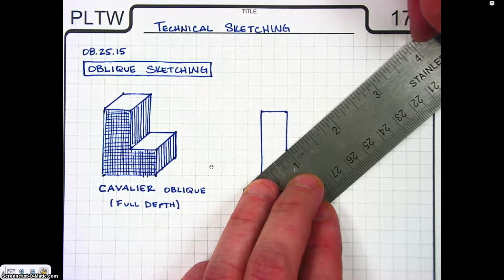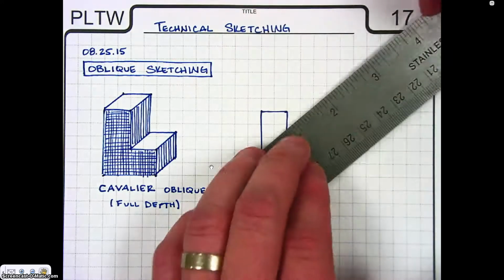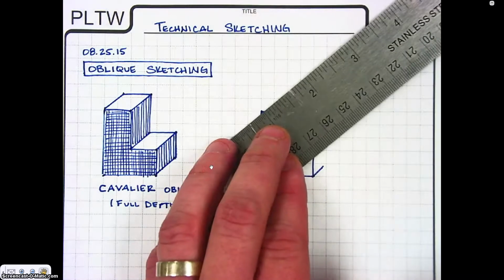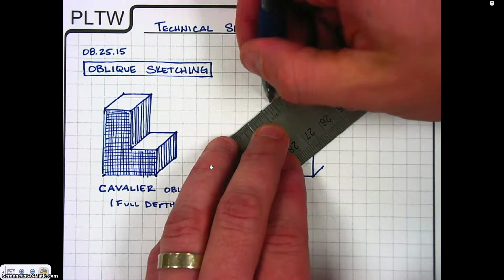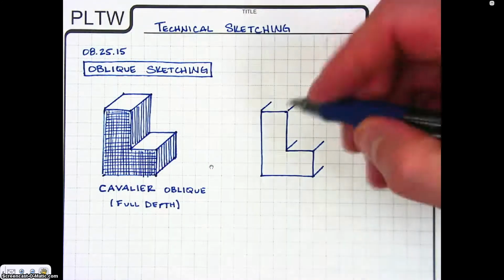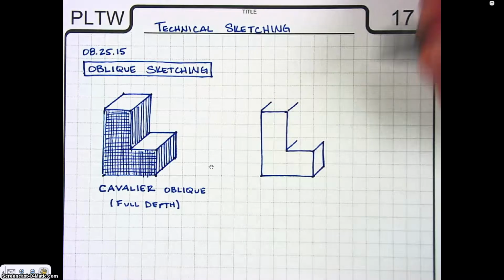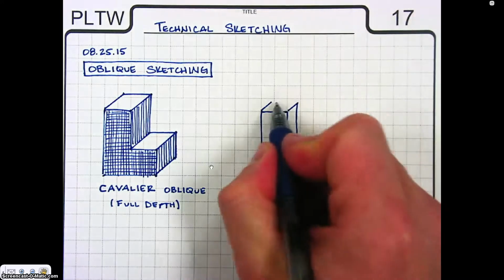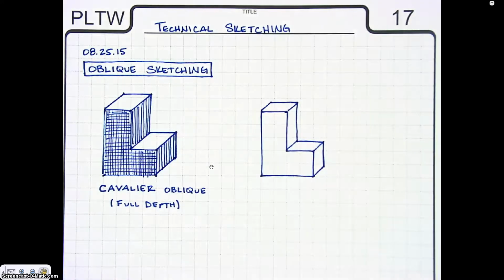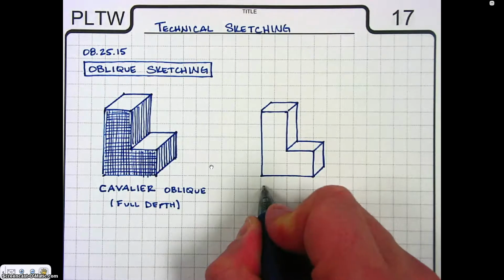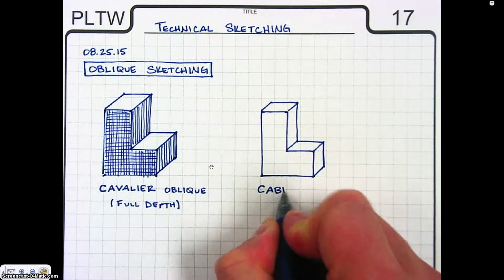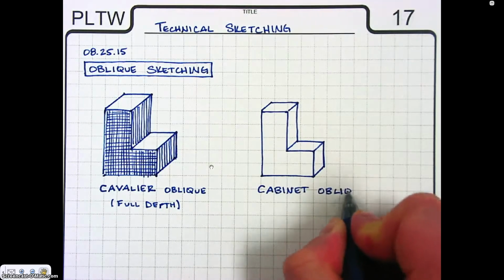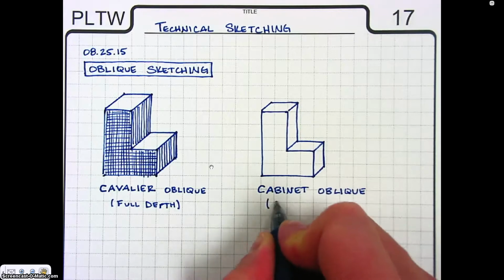Cabinet oblique drawings, this technique was developed to make the depth half because it made it a more realistic, picture-like image. Someone figured out a long time ago that if we make the depth half, it looks more realistic than if we made it full depth. So once you have that done, you can go ahead and label this one. This is a cabinet oblique, and it is half depth.